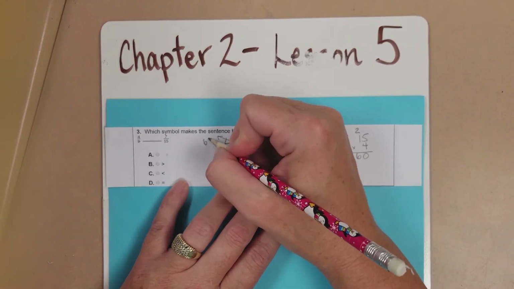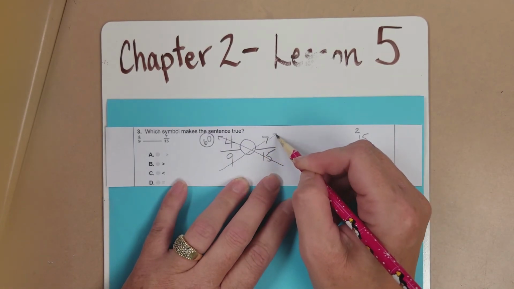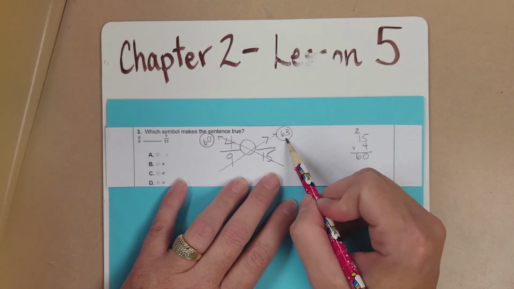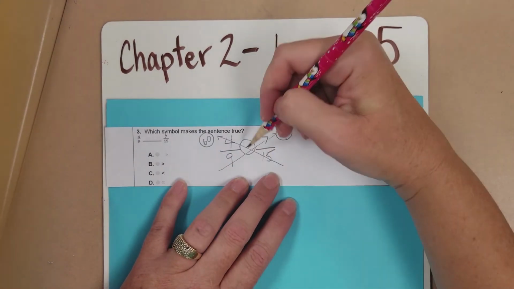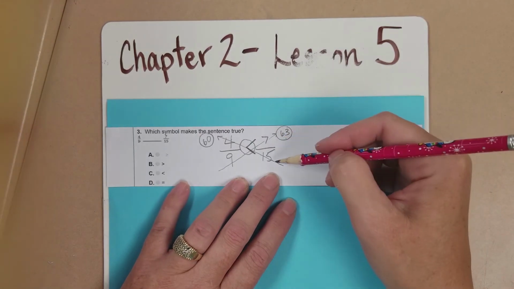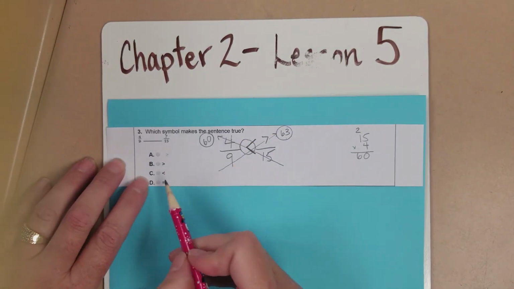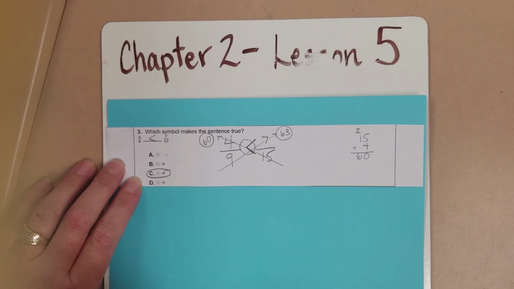which is 60, and 9 times 7, which is 63. 63 is larger than 60, so that means 7/15 is larger than 4/9. 4/9 is less than 7/15. The answer is C.